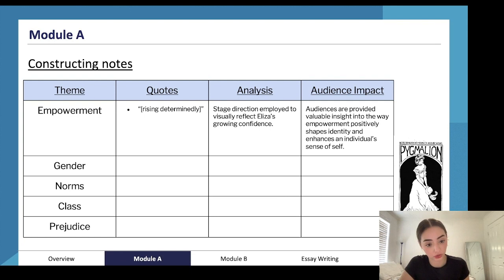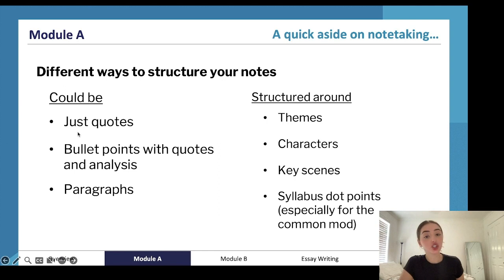Yeah, as I said, it could be just your quotes. Some people just have their quotes as their notes and they know what their analysis is. They don't need to write it down. Some people like to have bullet points with quotes and analysis. Some people like to have whole paragraphs. I wouldn't recommend that, because you don't want to look at an idea through one paragraph only.